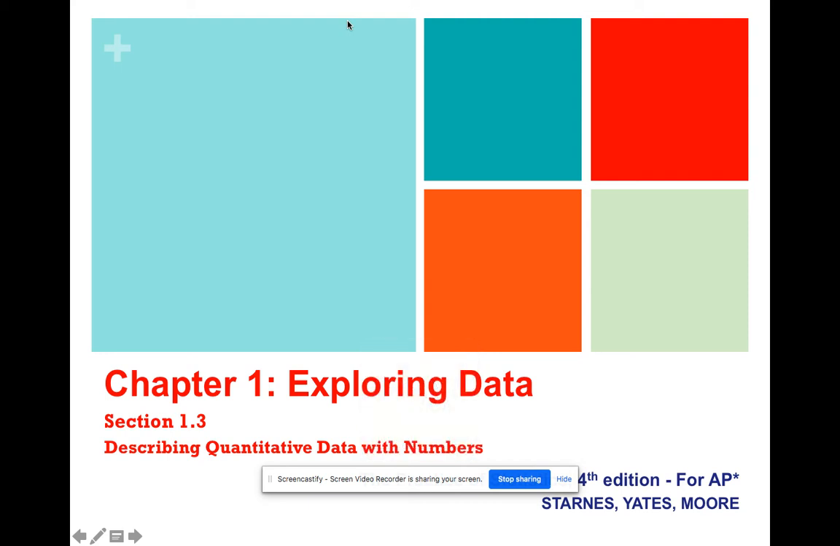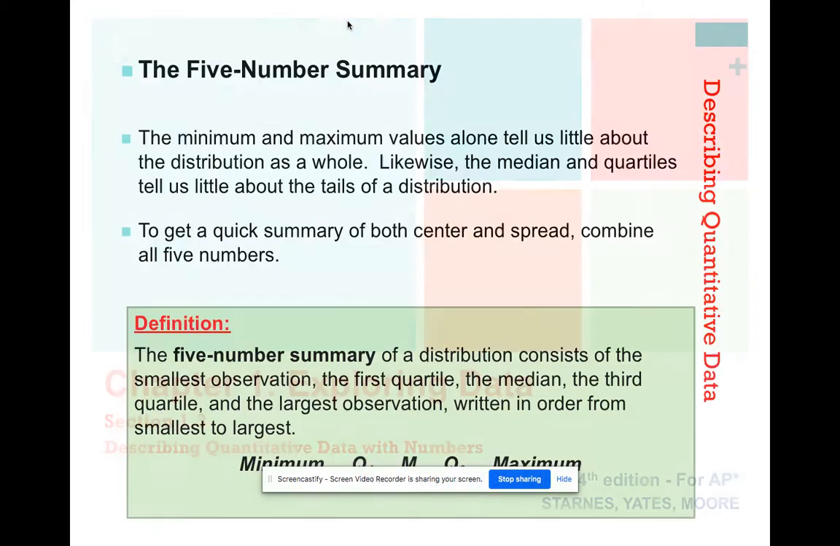Right, so we are going to continue with numerical values that are coming from describing quantitative variables today. We're going to look at box plots, and then we are also going to look at analyzing measures of spread.